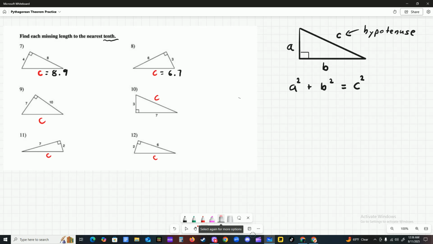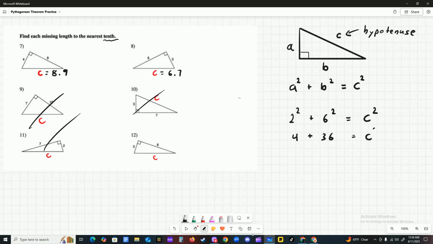Let's do number 12. So our legs are 2 and 6. So 2 squared plus 6 squared is equal to C squared. Cool. 2 squared is 4 plus 6 squared, which is 36, is equal to C squared. 4 plus 36 is equal to 40. That's equal to C squared.